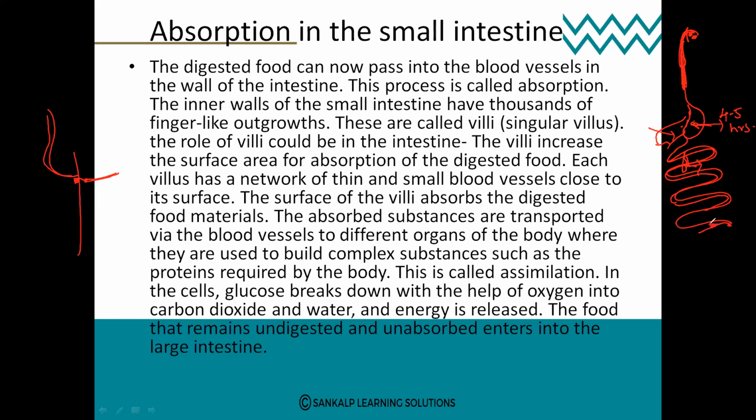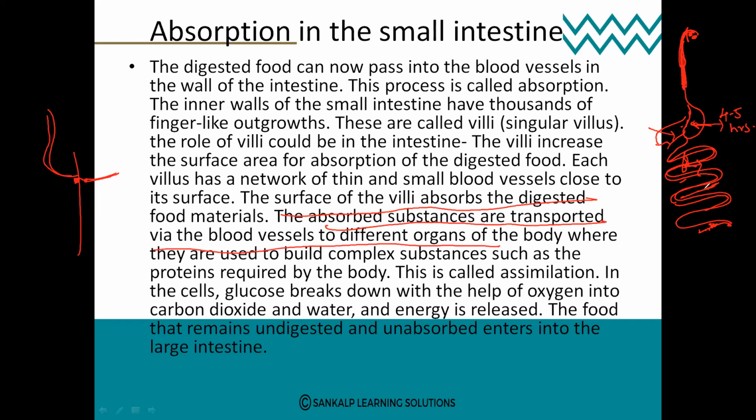So this digested food is being absorbed by the villus. Slowly, the process goes on. Now here I wanted to say something. The surface of each villus absorbs the digested food materials, and whatever the absorbed substances are, they are transported via the blood vessels to different organs.